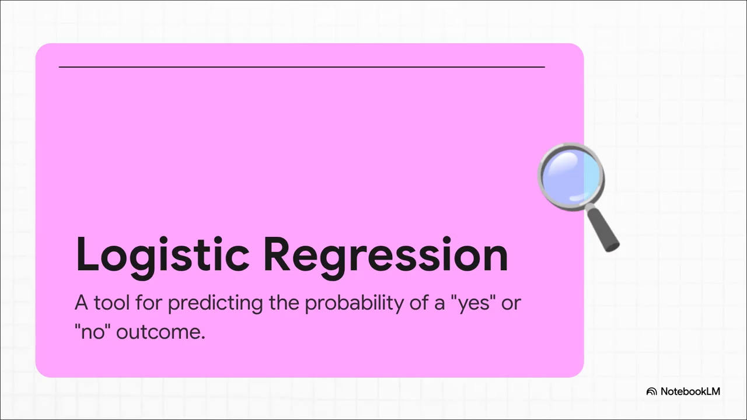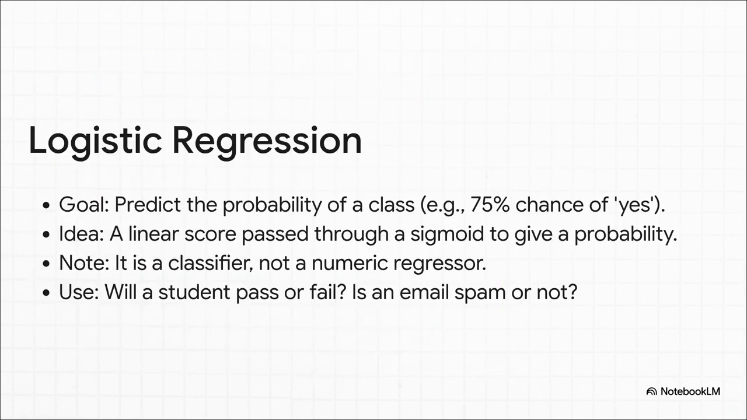So, our number one tool for this job is called logistic regression. And right away, I know what you're thinking. Regression? Didn't we just say that's for numbers? Yeah, the name is super confusing. But trust me, even though it has regression in the name, it is 100% a classification tool. Its whole purpose is to predict the odds of a simple yes or no. So instead of spitting out a final price, it spits out a probability. You know, something like a 75% chance that a student is going to pass their exam.